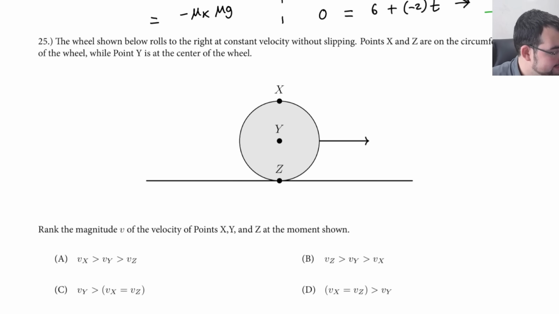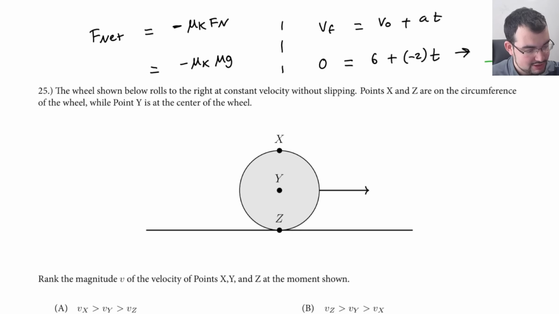Ooh, this is one of my favorites. The wheel shown below rolls to the right at constant velocity without slipping. Points x and z are on the circumference, while y is at the center. Rank the magnitude v of the velocity of points x, y, and z at the moment shown.